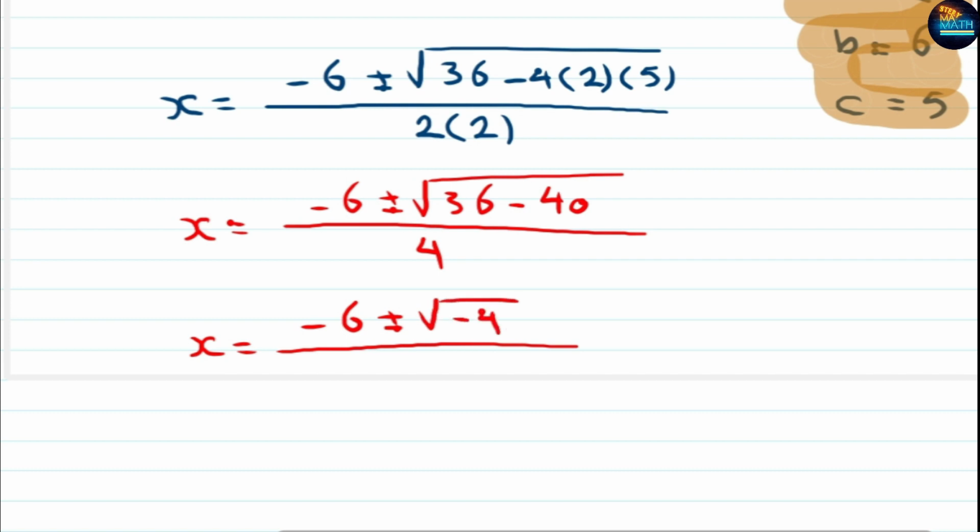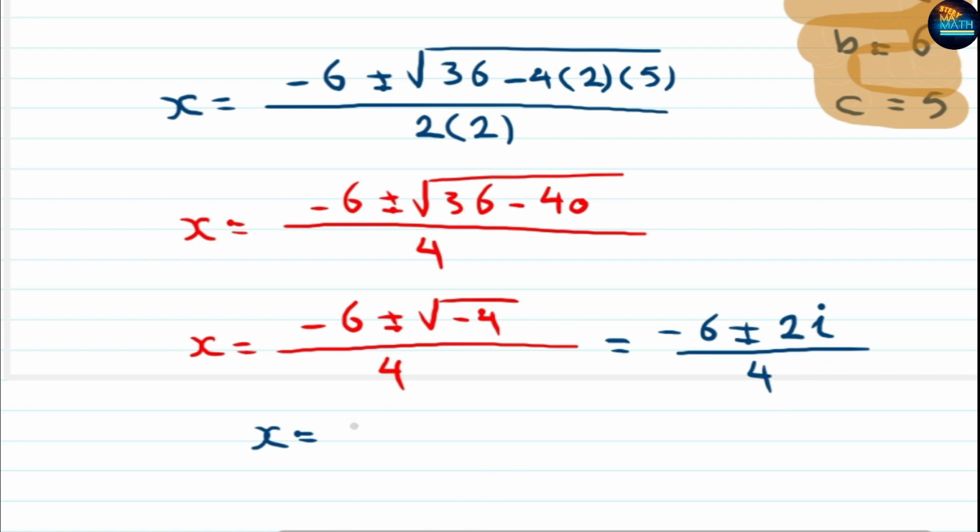Now, x is equal to negative 6 plus or minus the square root of 36 minus 40, which is negative 4. Remember, the number underneath the square root is negative, so that means the answer will have i. And of course, the denominator is 4. Now, x is equal to negative 6 plus or minus the square root of 4, which is 2, but we have a negative, so it's 2i divided by 4. Now you can break it up. You can divide each term by the same denominator. So it's negative 6 divided by 4 plus or minus 2i divided by 4.